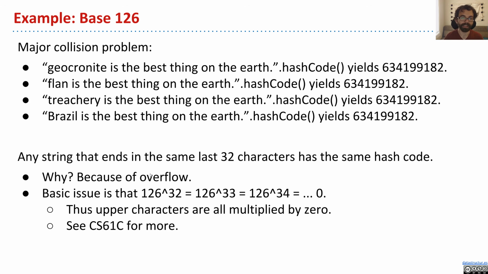And just to give you a vague idea, it's because 126 to the 32nd power, or the 33rd power, or the 34th power, or indeed any positive power greater than 31, will be 0. So in other words, all of the upper characters, that is like B in Brazil, R in Brazil, and so forth, these all effectively get multiplied by 0.